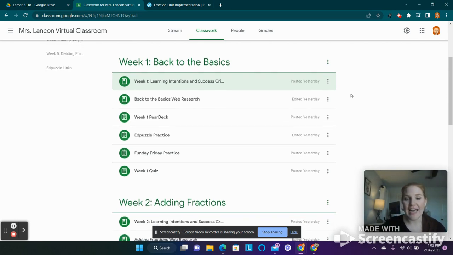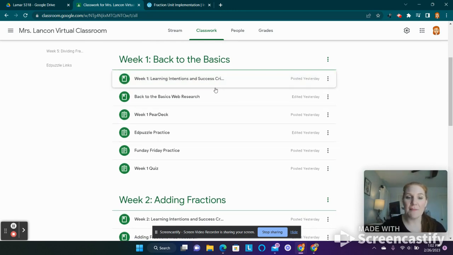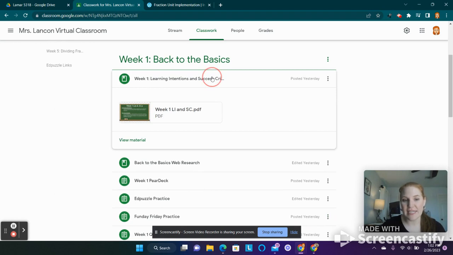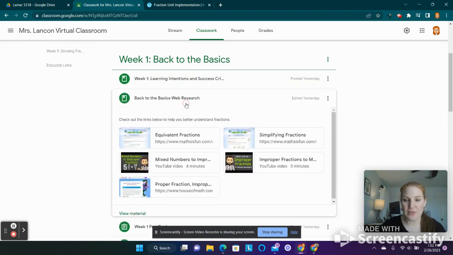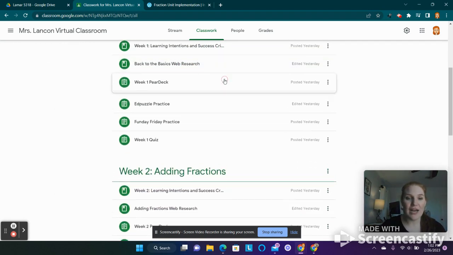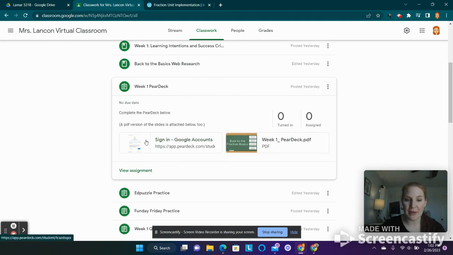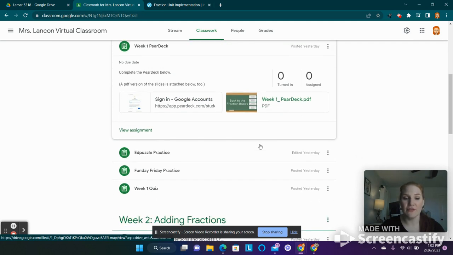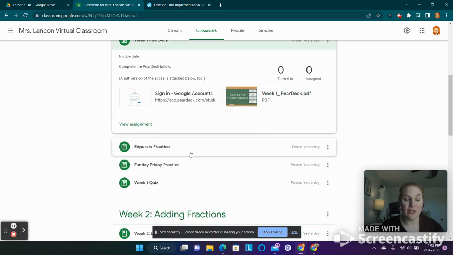So right here, I have my back to the basics. This is how I'm kicking off my fractions unit. I have their learning intentions and success criteria. I have the web research with some guidance on that. Then I have a copy of the Pear Deck, where my students sign in to get into that Pear Deck. And here I have it as a PDF, just so that they can review it on their own when they need it.